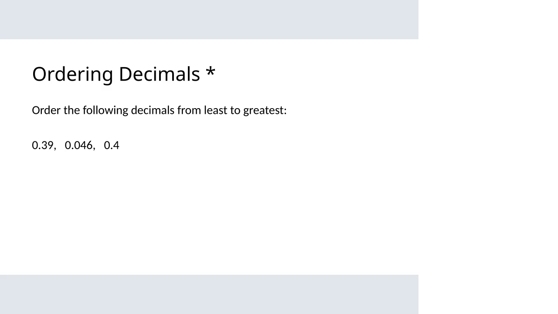When we had fractions, we would find a common denominator so that we were able to compare them. And then once we were able to compare them, we could decide which was the least and which was the greatest. With decimals, there's a couple of different ways you can go about that, and we'll talk about those.